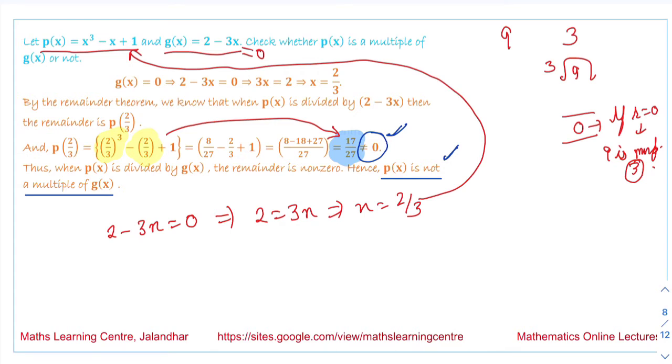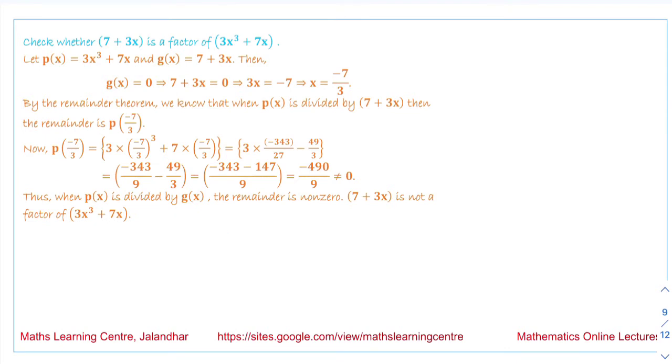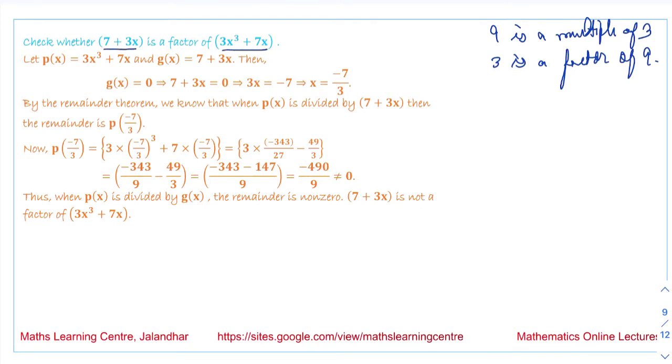Now in the previous question, we were checking whether p(x) is a multiple of g(x) or not. Another way of saying this is that g(x) is a factor of p(x). We are saying 9 is a multiple of 3, or we can say 3 is a factor of 9. So both these things are the same. So we have to check whether 7 plus 3x is a factor of 3x cube plus 7x.